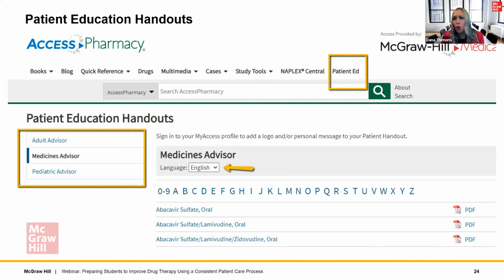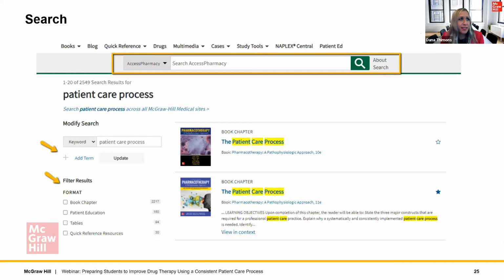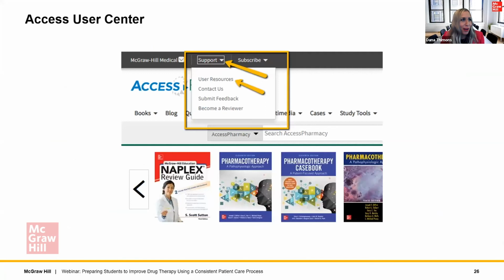You can search within the site, and then you could filter to a book chapter or to images, and you can also add terms to your search to refine that search. And there's so much great stuff on here that it's almost impossible, again, to show you everything in 10 minutes.